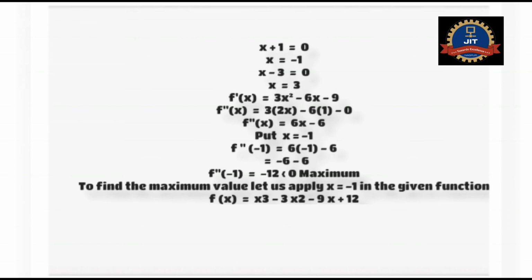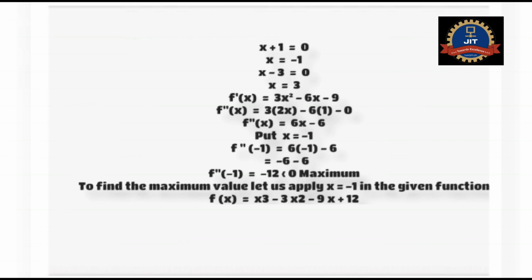Now if you see, that is a quadratic equation. So therefore, we can solve the quadratic equation. By solving the quadratic equation, we got x plus 1 is equal to 0, that is x is equal to minus 1, and x minus 3 is equal to 0, that is x is equal to 3. x is equal to minus 1 and x is equal to 3 are called critical values.